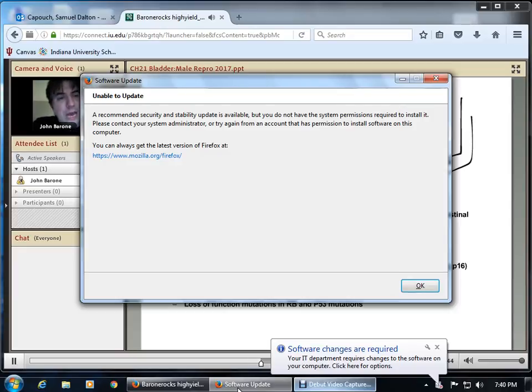Now, here's a nice question. We're in Egypt, and we want to reduce the amount of bladder cancer that we're seeing. What could we do to decrease the amount of bladder cancer in Egypt?